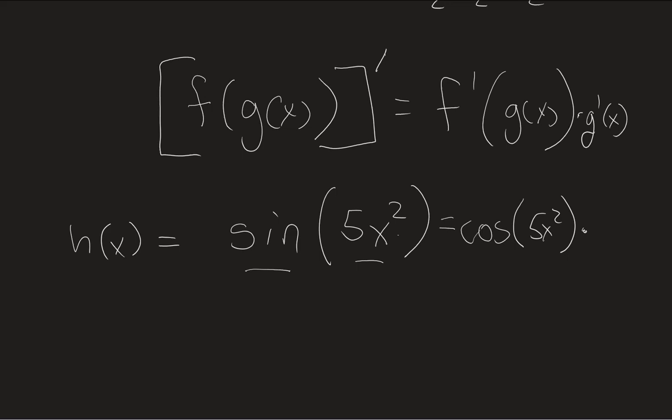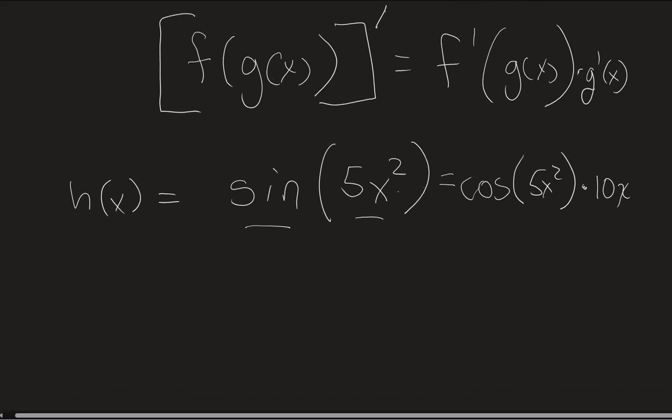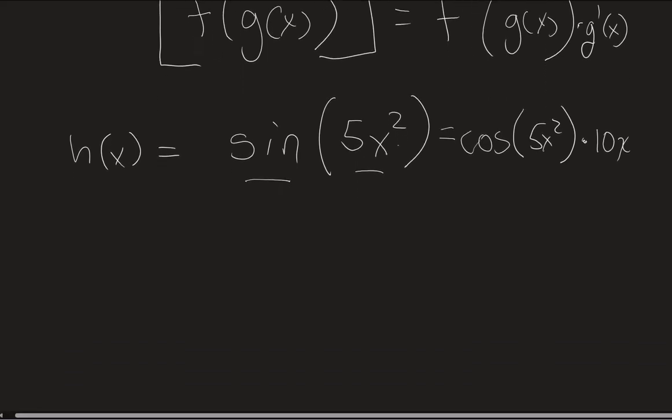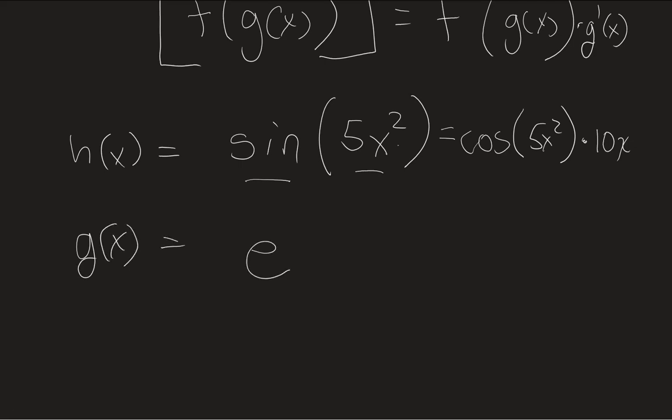So let's say g of x was e to the 4x squared plus 2. So we've got two functions. One function is e to the something, and the other function is this 4x squared plus 2. What was the derivative of e to the x? The derivative of e to the x was just e to the x.